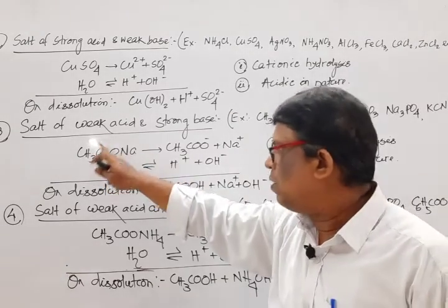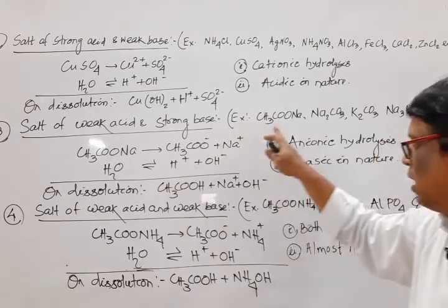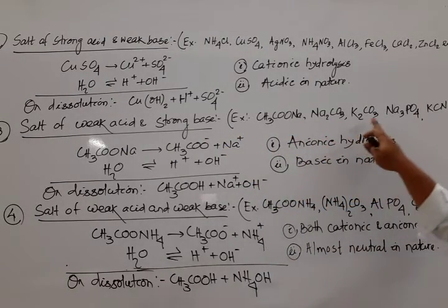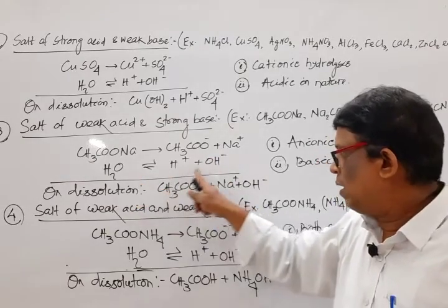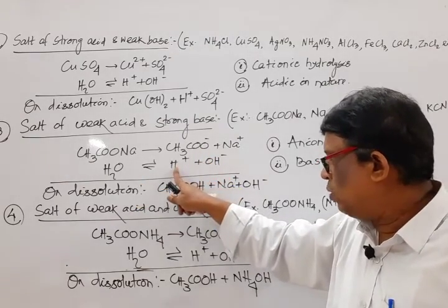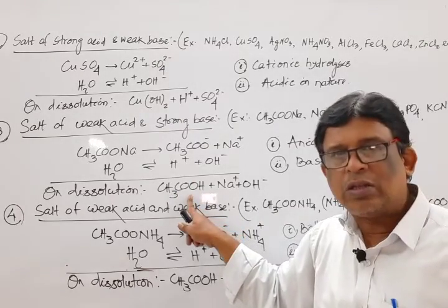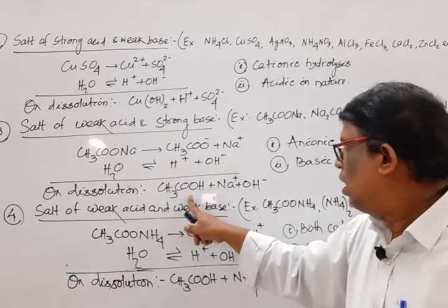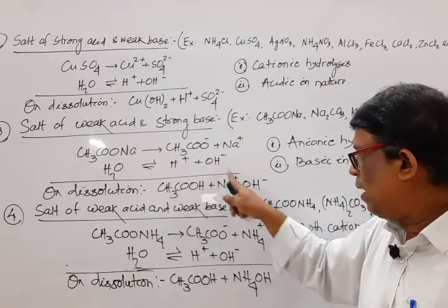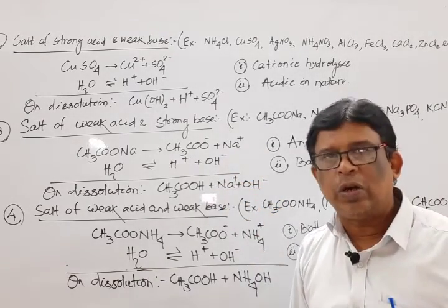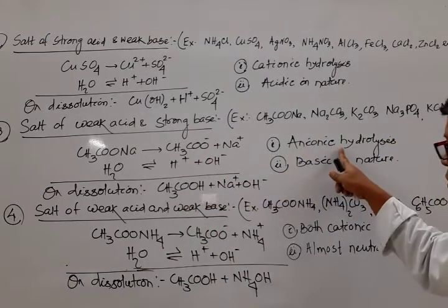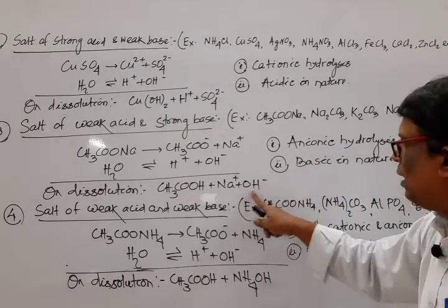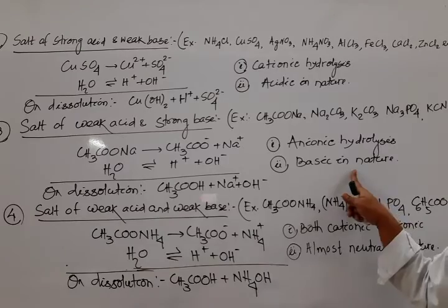Okay, move to the third type, salt of weak acid and strong base. Common examples: sodium acetate, sodium carbonate, potassium carbonate, sodium phosphate, potassium cyanide, etc. You can select any one. I select sodium acetate. It breaks down to this one, and water breaks down to this one. Acetate ion combines with H+ to form acetic acid and remains as such, as it is a weak acid, weak electrolyte. While Na+ combining with OH- to form NaOH never happens because of the strong electrolyte. As the anion of the salt combines, it is known as anionic hydrolysis, and since free OH- ion is there, the solution is basic in nature.